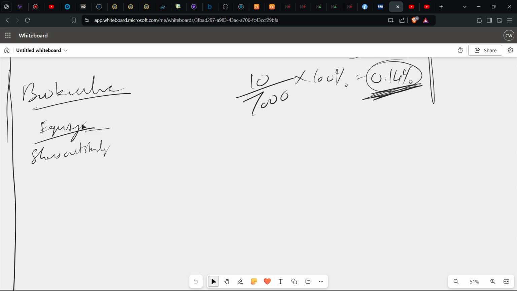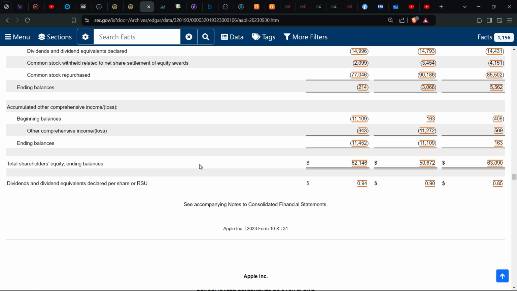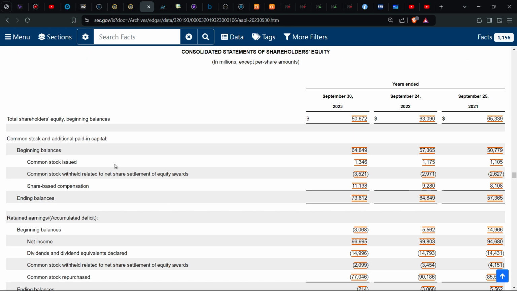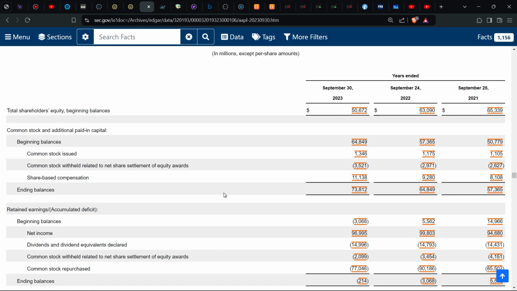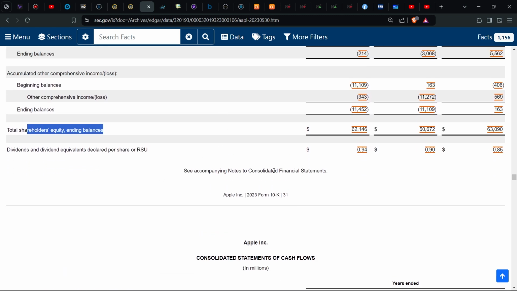If you try to assess the book value of Apple as at the end of the financial year 2023, what you're going to do is take total shareholders' equity and divide it by the number of shares outstanding at the time of reporting. This is the number 15.5. So you divide this 62 billion by 15.5 billion.